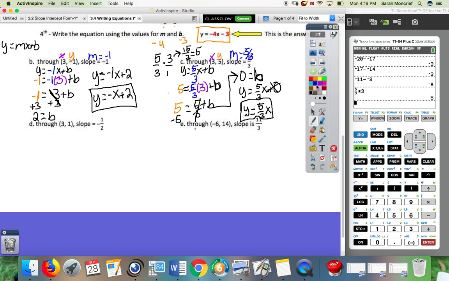First of all, do I have an m? Of course I have an m. My m is my slope. So my m is -1 over 2. Now, do I have a b? Again, unfortunately not. But I have an x, which is 3, and I have a y, which is 1. So let's start by only plugging in our m.